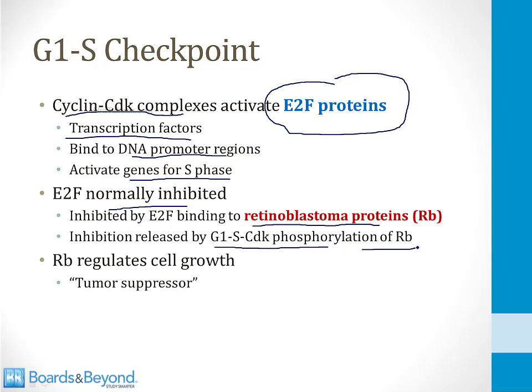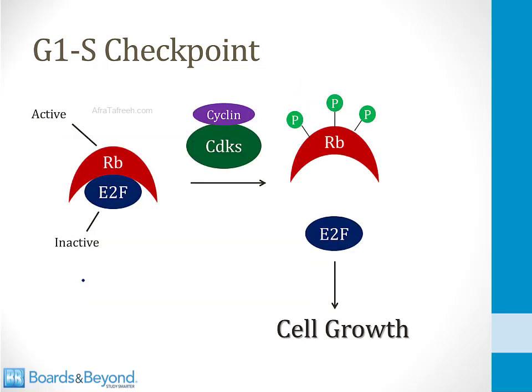I'll show you a picture of that in a minute. What this means is that retinoblastoma proteins regulate cell growth, and therefore they are called tumor suppressor proteins. So here's a picture to make this very easy for you to understand. Normally the E2F proteins are inactive, and the reason they are inactive is because retinoblastoma proteins, which are active, are bound to the E2F transcription factors.